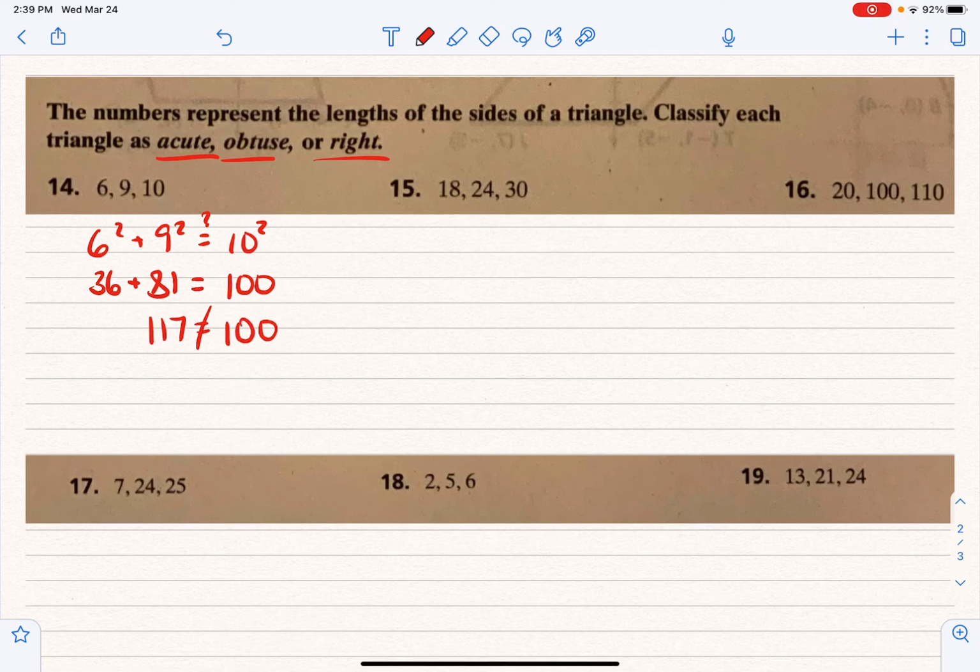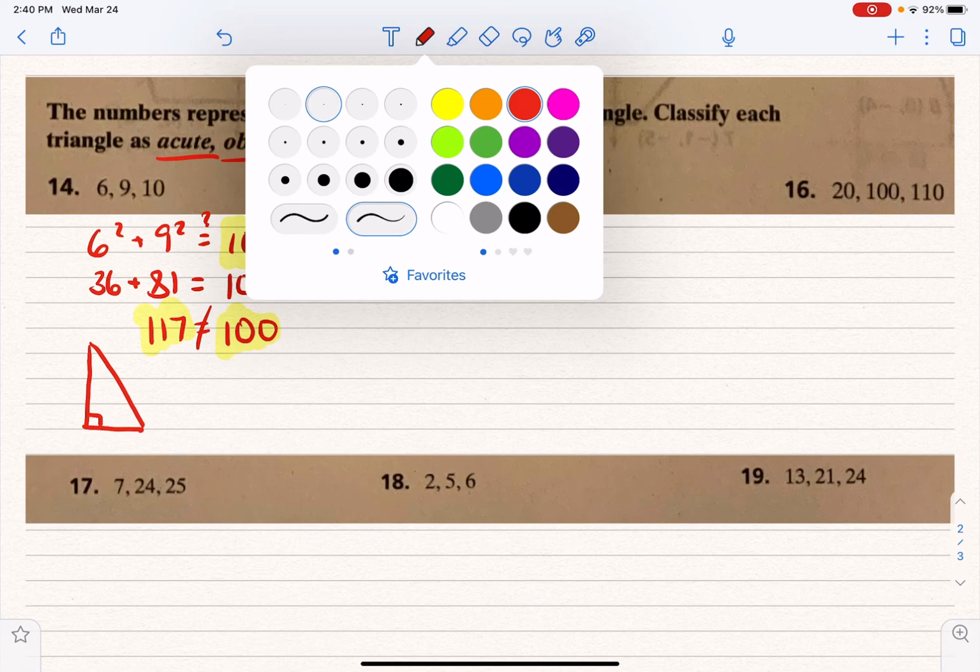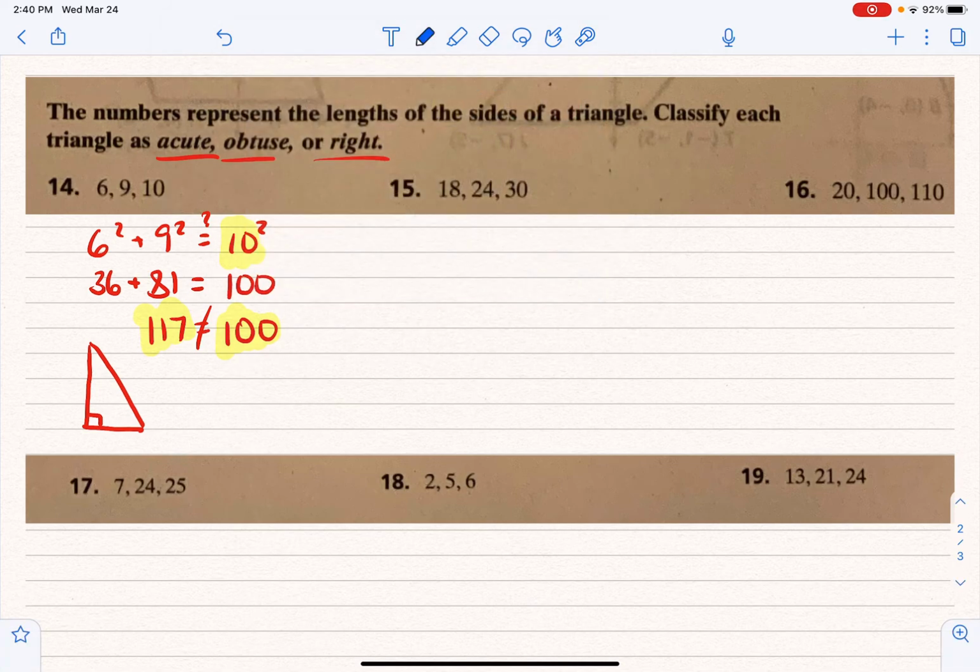And the question is, well, what kind of triangle would it be? Well, the hypotenuse, this 10, ends up being too small. Notice that this 100 is smaller than the 117. So what I want you to do is picture a right triangle. Let's say that all of a sudden, in our right triangle, the hypotenuse was too small. It only reached to, say, here.